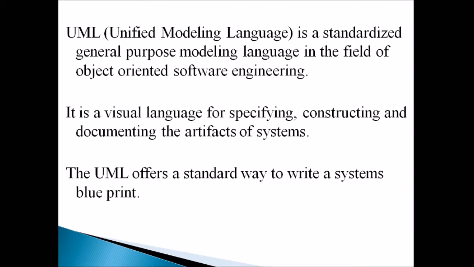UML is nothing but Unified Modeling Language. As we said, the expansion for UML is Unified Modeling Language. It is a standardized general purpose modeling language which is used in the field of object-oriented programming or object-oriented software engineering. It is a visual language for specifying, constructing and documenting the artifacts of systems. Artifacts means nothing but the shapes which are given by humans. And also this UML offers a standard way to write a system's blueprint.